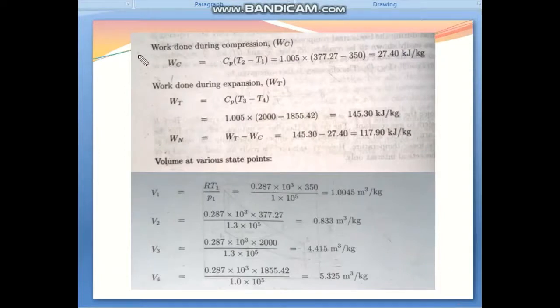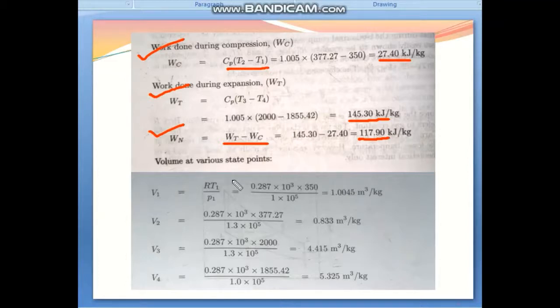Now the work done in the compression process, that is Wc, is Cp into T2 minus T1, which is 27.40 kilojoule per kg. The work done in the turbine, that is Cp into T3 minus T4, is 145.30 kilojoule per kg. So the net work done, Wn, that is Wt minus Wc, is 117.90 kilojoule per kg.